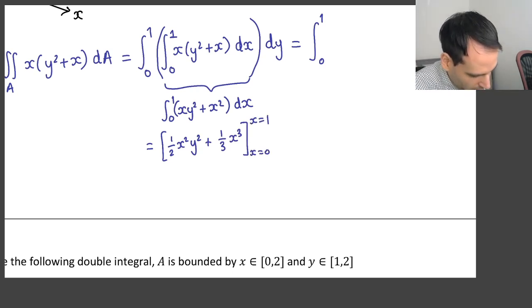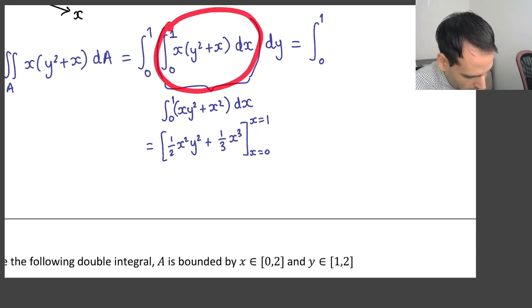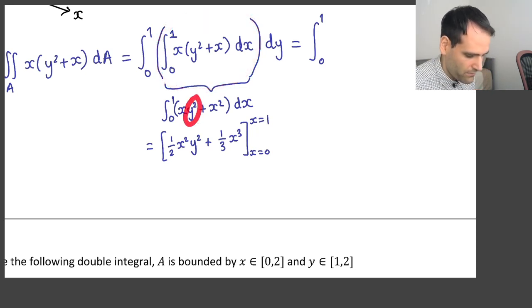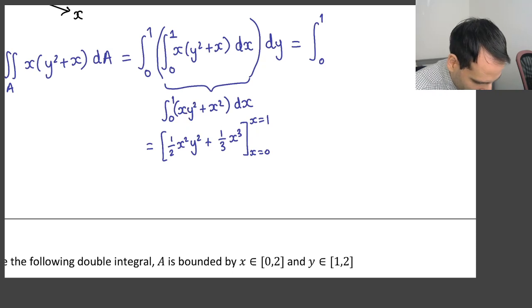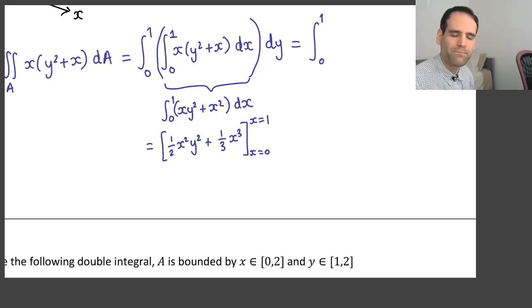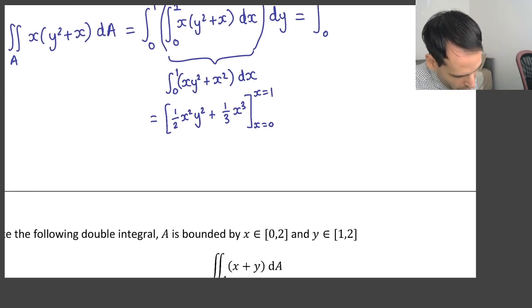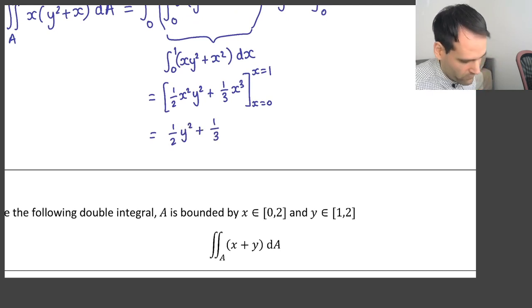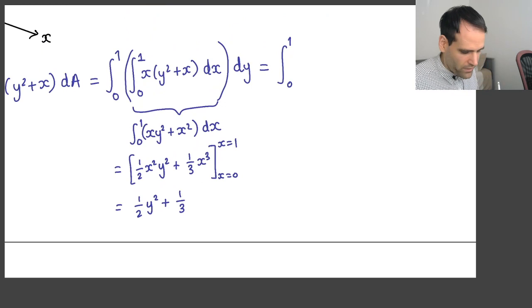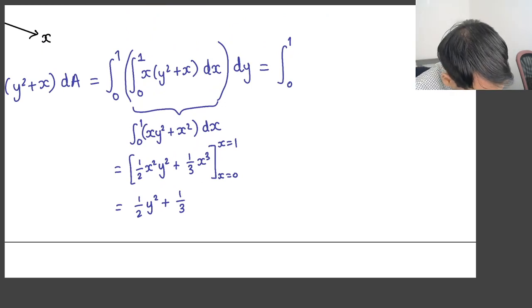Okay? Notice that when doing this integral, I have treated y as if it's a constant. So imagine that y here was a pi or any other constant, yeah? So it didn't affect my integration along x. So now I have to evaluate this at x equals 1 and x equals 0, which is very easy. This is just 1/2 times 1 squared, so 1/2 y squared plus a third. Okay, and that is my result for the inner integral. Okay, so now I write that here.